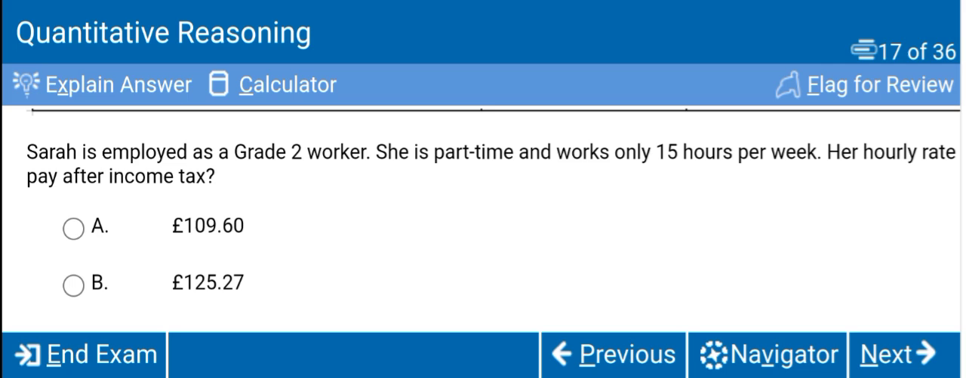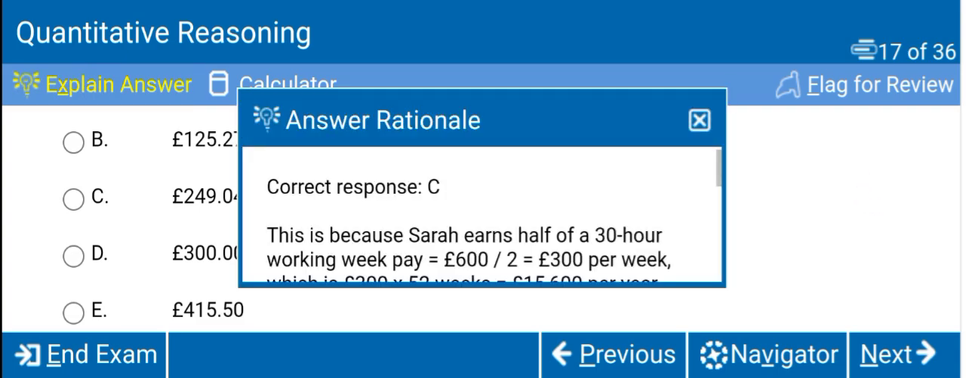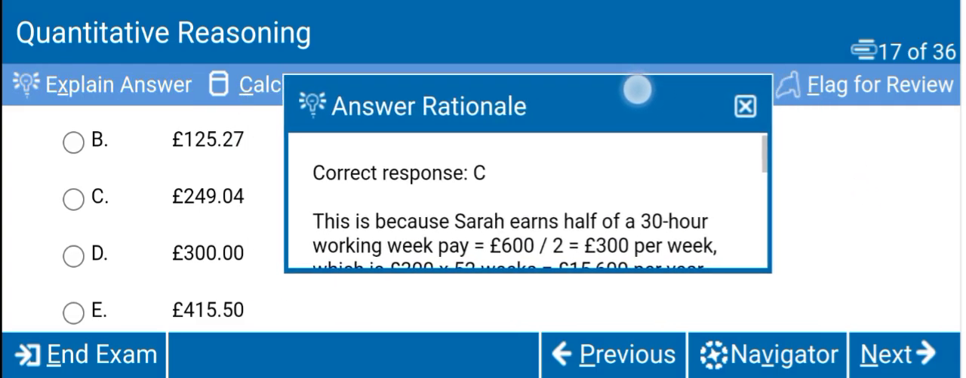Option B, 125.27 pounds. Option C, 249.04 pounds. Option D, 300 pounds. Option E, 415.50 pounds. So the correct option is option C.